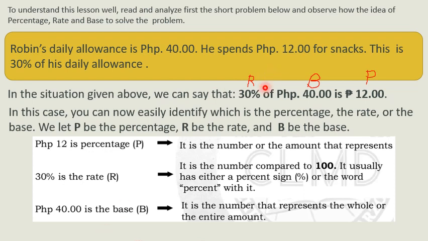So, ulitin natin. Ang rate, ito po yung mayroong percent sign or yung symbol na percent or yung word na percent. So, yung 30%, dito sa ating example, so siya po yung rate. And then, yung 40 pesos, yun yung halaga, yung total allowance, so yung daily allowance ni Robin. So, siya po yung panglahatan, yung whole natin. So, siya po yung tinatawag natin na base. And, yung 30% ng 40, so ang 12 po is yung parte ng base, parte ng 40 pesos. So, 12 pesos po yung 30% ng 40. So, 12 pesos is what we call percentage.